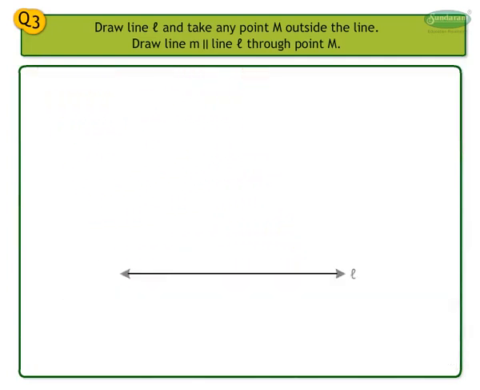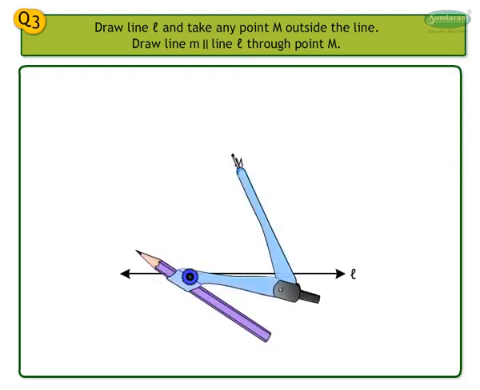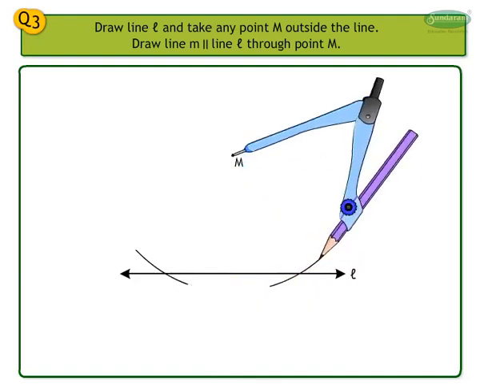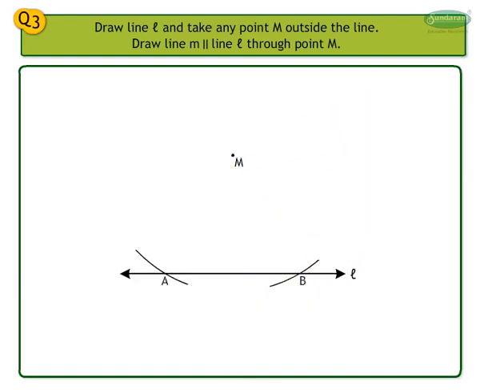Draw line L of suitable length. Take a point M at a certain distance outside line L. Now take point M as center and with suitable radius, draw two arcs on line L at points A and B.